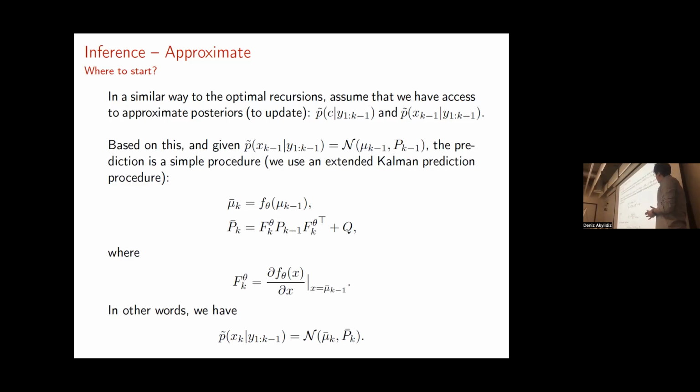The extended Kalman update is easy because you just get the mean of the previous posterior distribution, you pass it through your nonlinearity, and you propagate the covariance using these Jacobians, right? And these Jacobians you can compute using automatic differentiation. So that's it. You can have a procedure that's completely black box. You just give f theta to this function, and it's going to give you the mean and the covariance. So this is kind of simple.